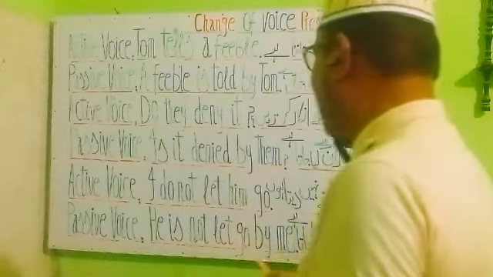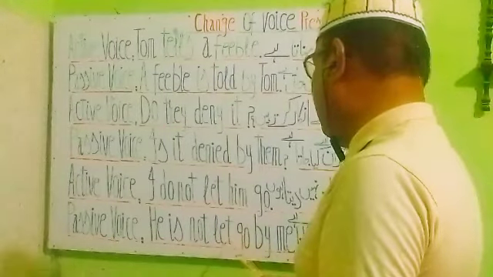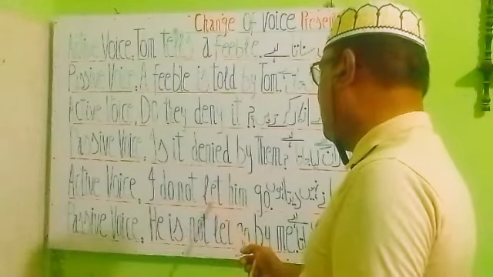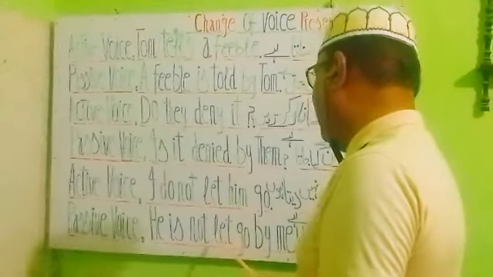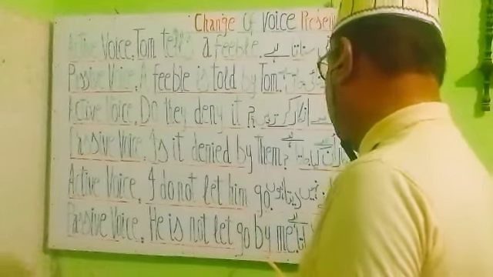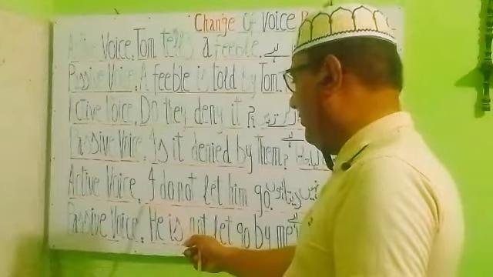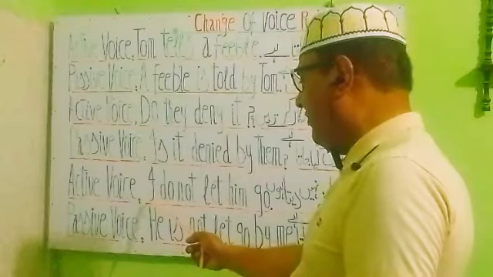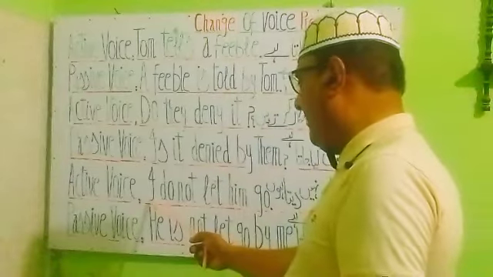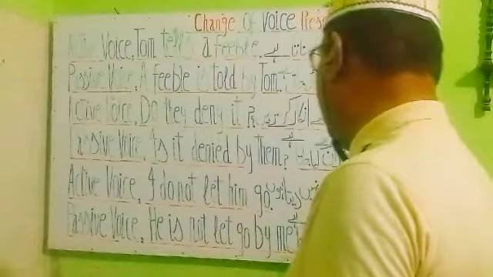He is not let. The third verb form of let is let. We will write here let now. He is not let go. Now we will write the connector by, and we need that I should be shifted from the subject form to an objective form here. So the objective form of I is me. So we will write here me. He is not let go by me.